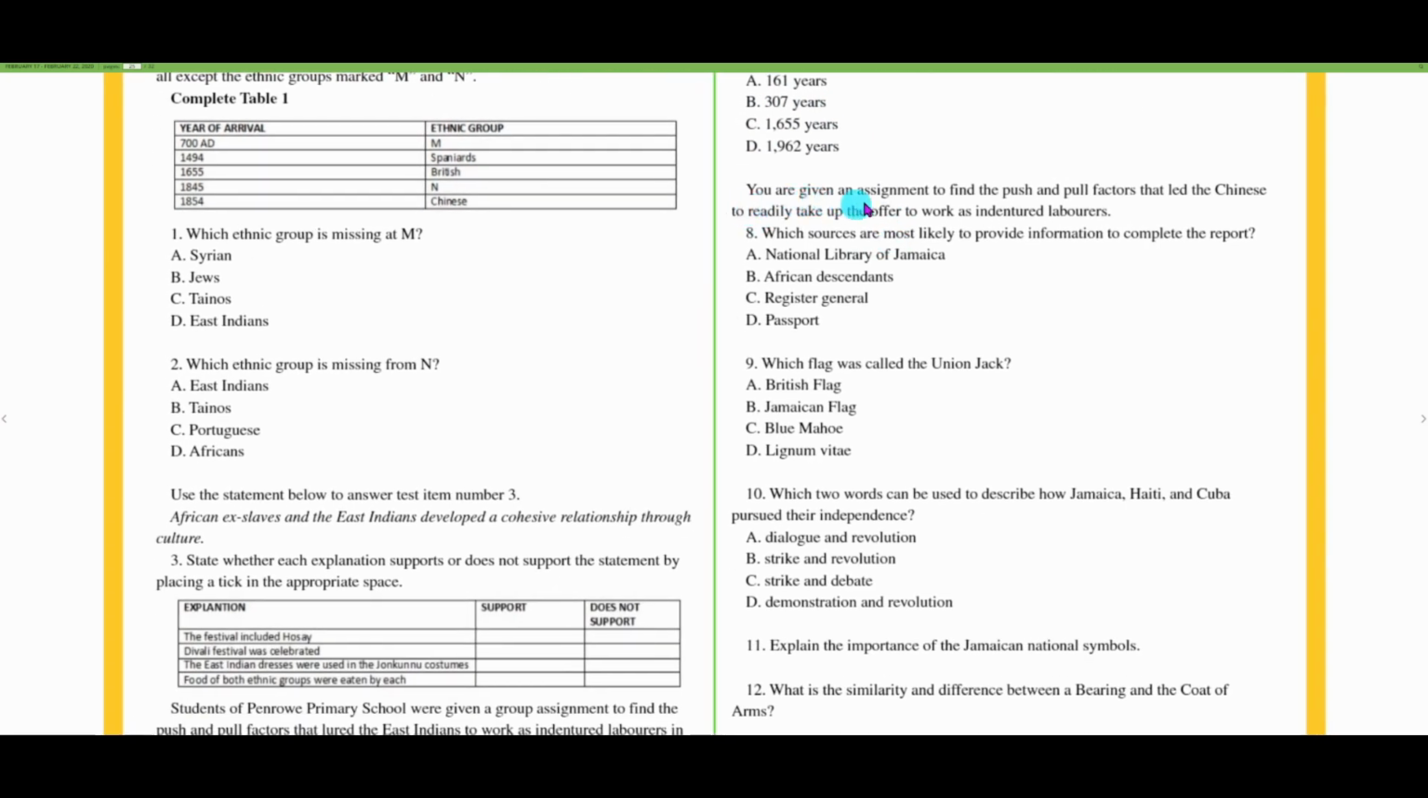It says here, you are given an assignment to find the push and pull factors that led the Chinese to take up the offer to work as indentured laborers. Number 8, which sources are most likely to provide information to complete the report? The National Library of Jamaica, African Descendants, the Registrar General, or the Passport Office. Again, I would want to go with the National Library.